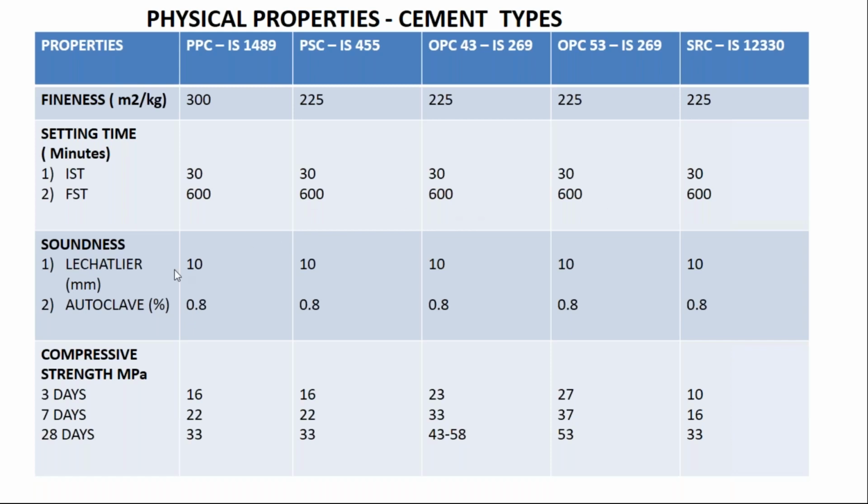But the limits don't specify that. Le Chatelier and autoclave tests again evaluate the soundness of cement. Again, you will find that overall the values are the same. For 3-day, 7-day, 28-day strength, the limits of PPC, PSC, and Ordinary Portland cement 43 grade, you will find that it is between 43 to 58. And this one has the minimum value of 53 MPa, 53 grade.